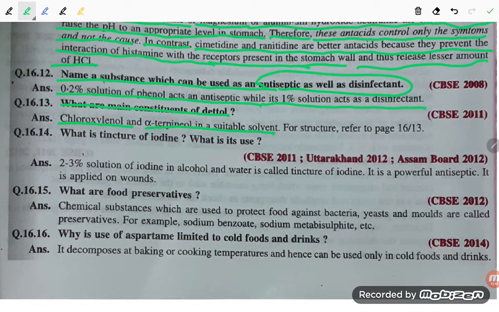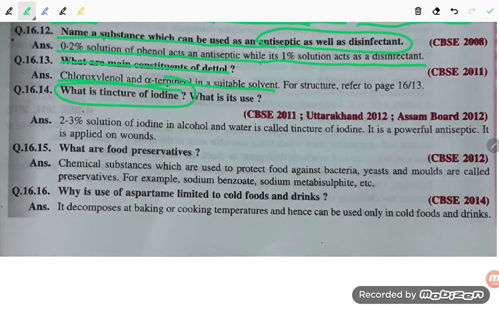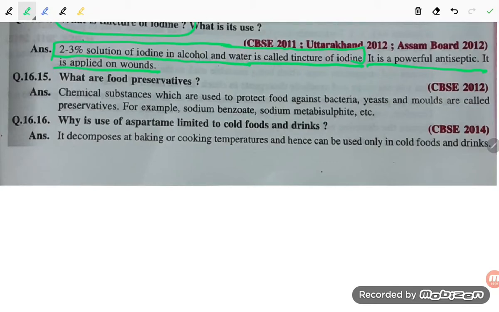What is tincture of iodine? What is its usage? A 2 to 3% solution of iodine in alcohol and water is called tincture of iodine. It is a powerful antiseptic. It is applied on wounds. Okay. What are food preservatives? Chemical substances which are used to protect food against bacteria, yeast, and molds are called preservatives. For example, sodium benzoate, sodium metabisulfite, etc.